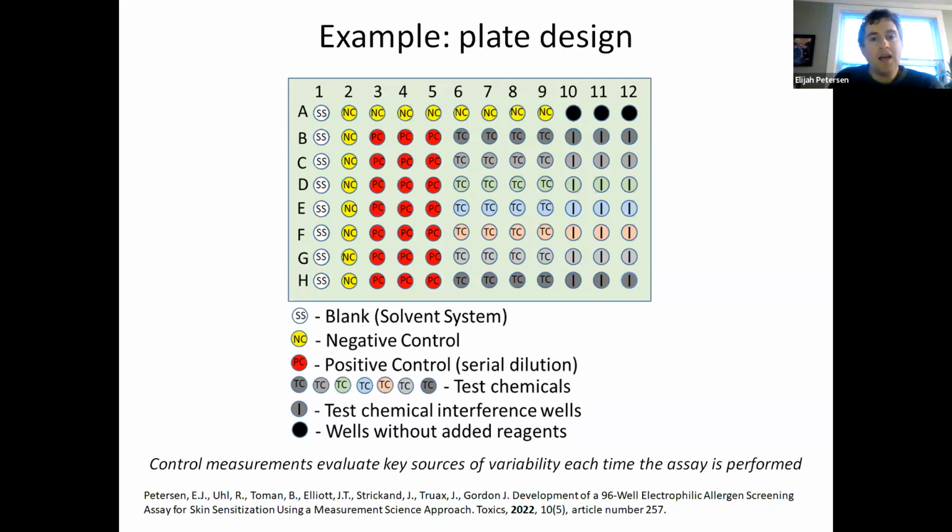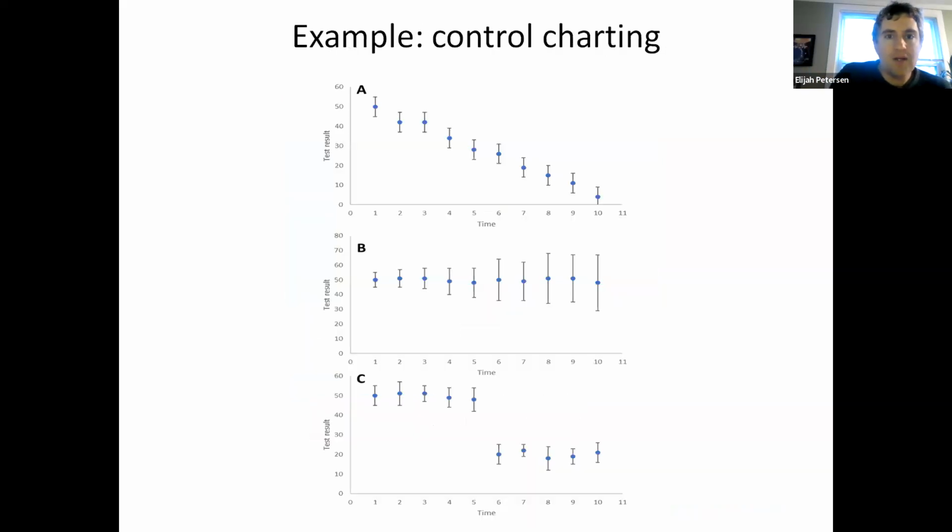So this is just one example of the value of having a plate design where you're carefully specifying some of these things. What's nice is that a good plate design encodes quality into the assay. So if a new person takes it up, they don't necessarily have to think about some of these nuances in control measurements, because hopefully it's all incorporated into the test itself.